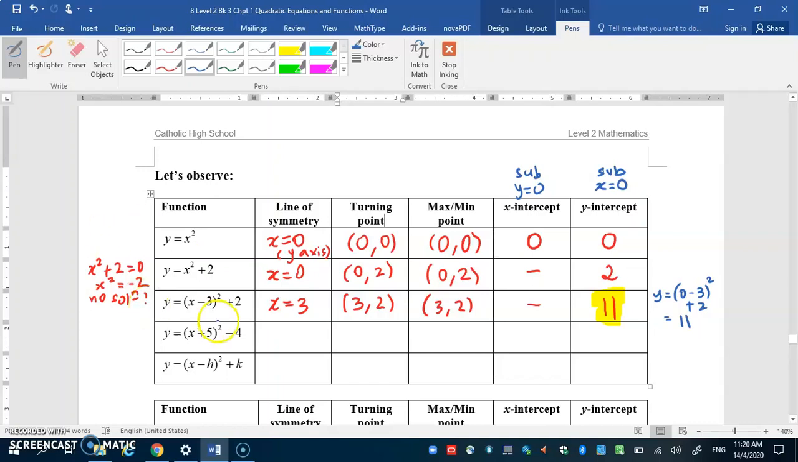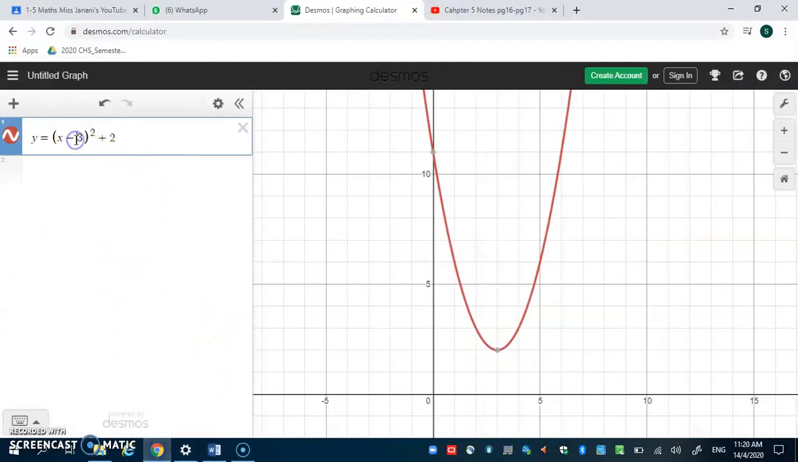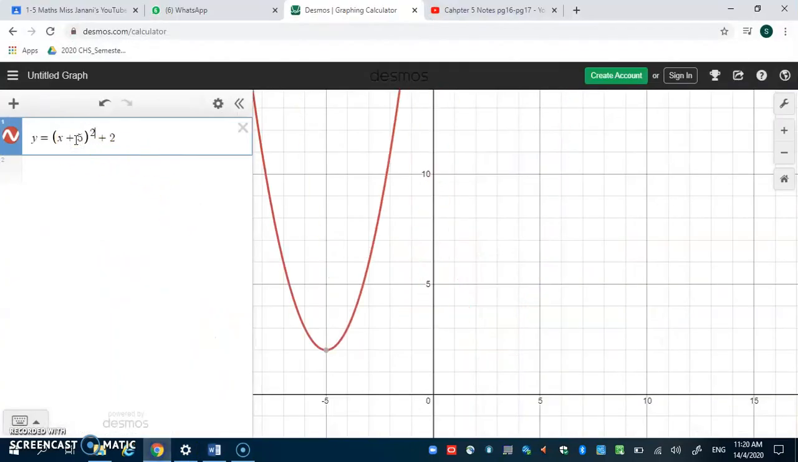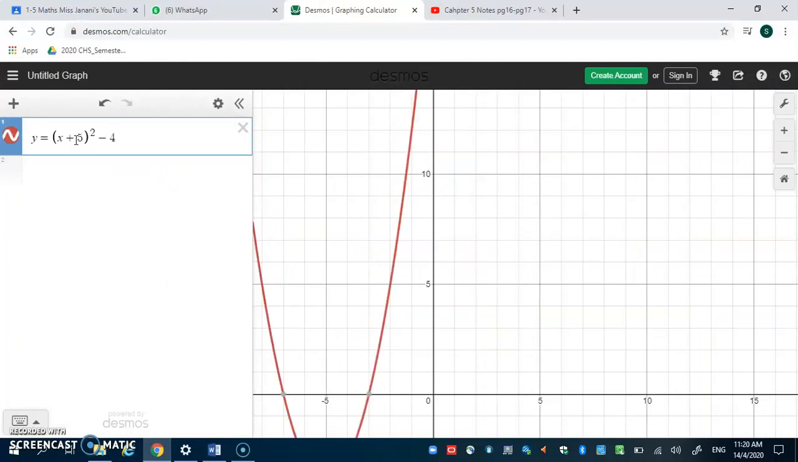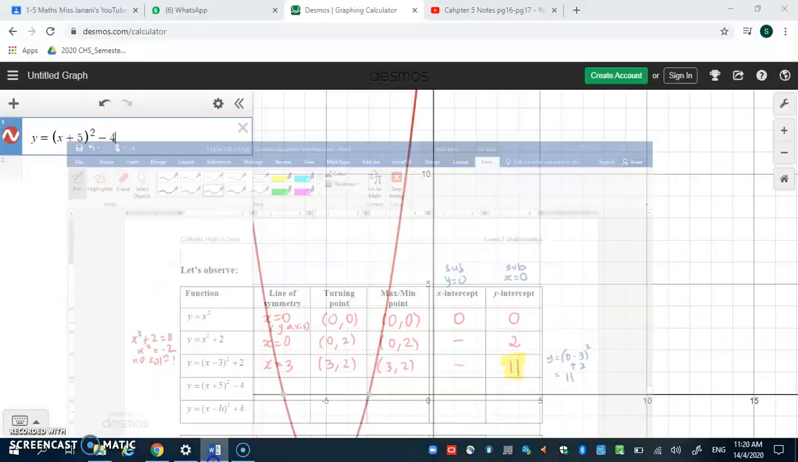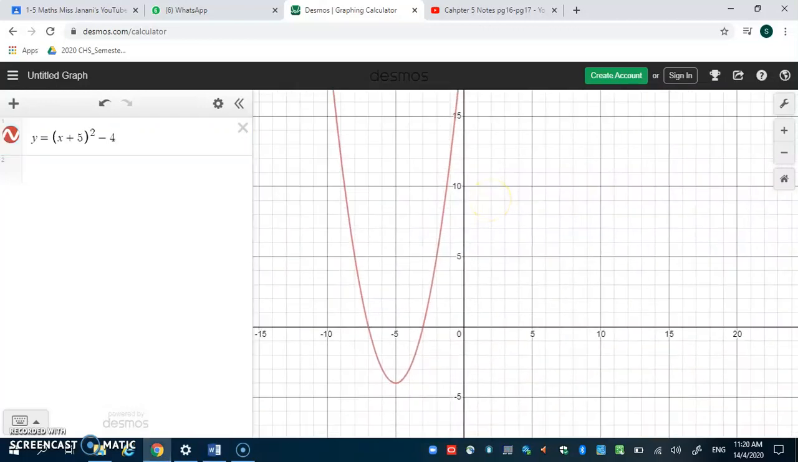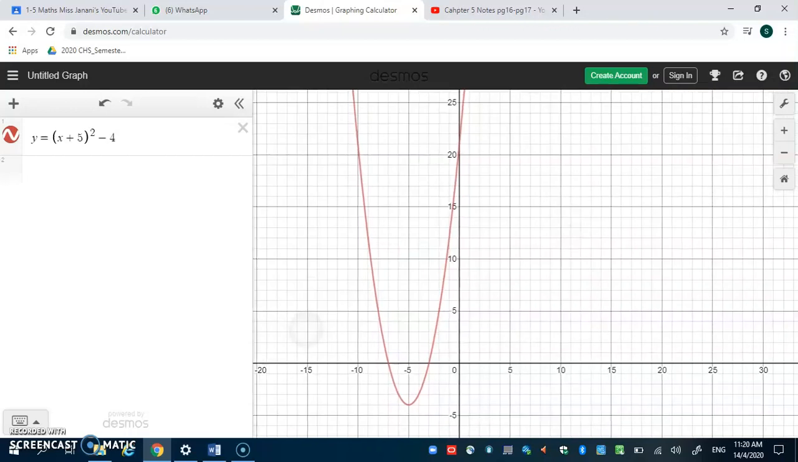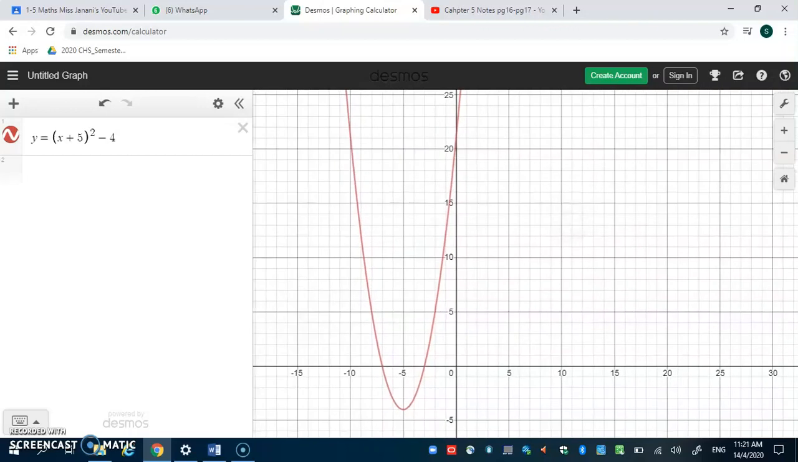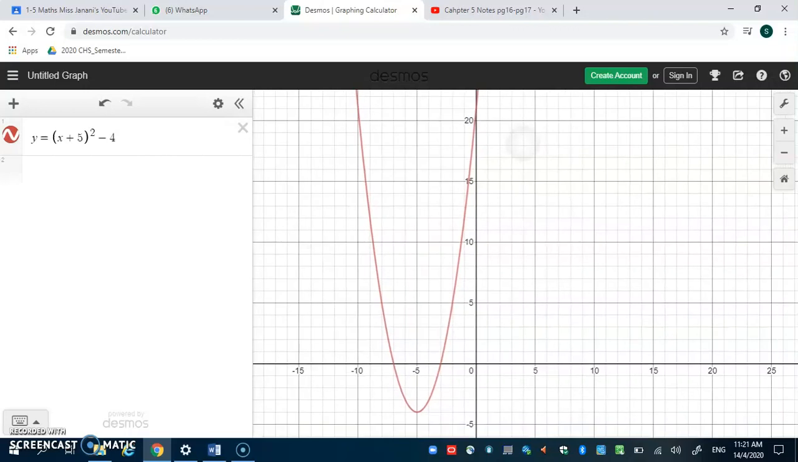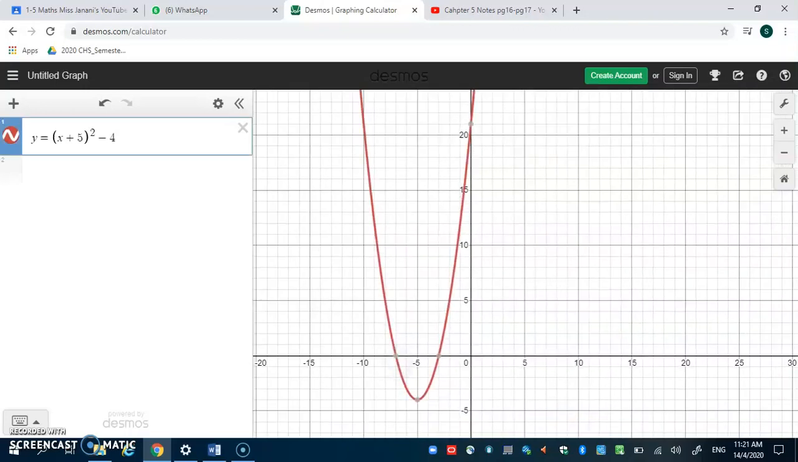Okay, moving on to the next equation, y equals x plus 5 whole thing squared minus 4. Yes, so you see this graph over here. Now it has 2 x-intercepts, a turning point, and a y-intercept. If you want to find out what all these points are, you just simply click on them on the graph and you will see all these dots come out. You click on the dots, you will see the points. Very nice. So the 2 x-intercepts are at negative 7 and negative 3.